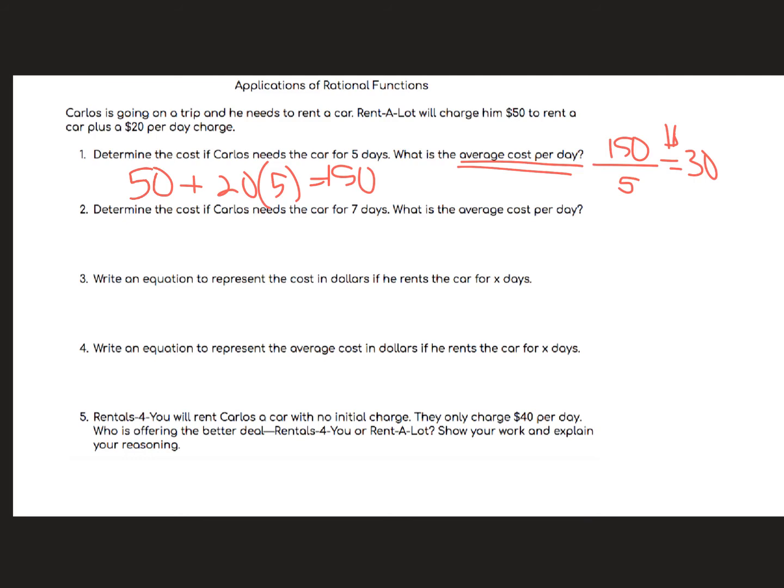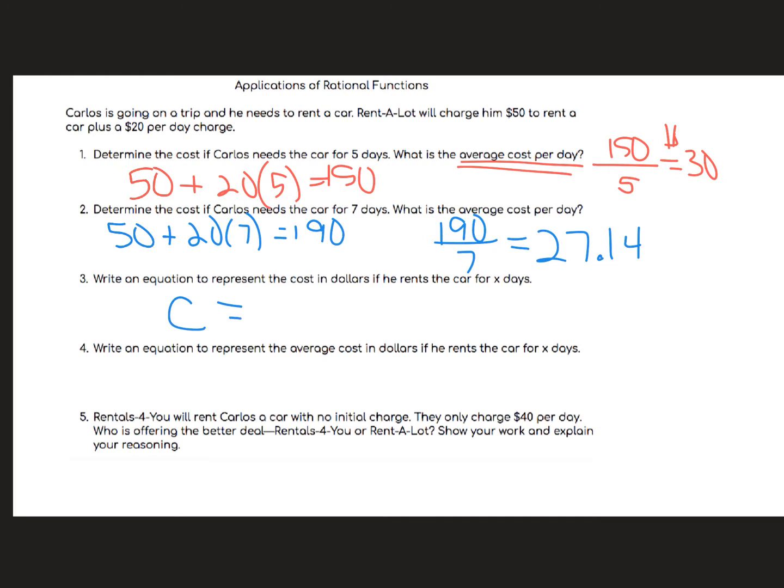Determine the car cost if Carlos needs it for 7 days. All right, so 50 plus 20 times 7, so that's 140, 190. And the average cost per day is 190 divided by 7. That's a funky number, so let me go ahead and do that here. And we get 27.14. So $27.14.